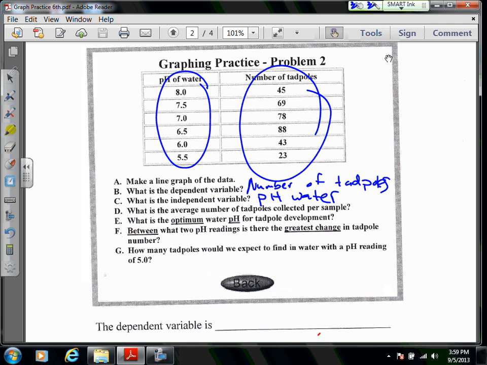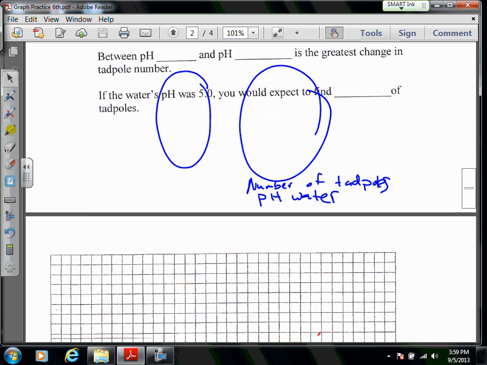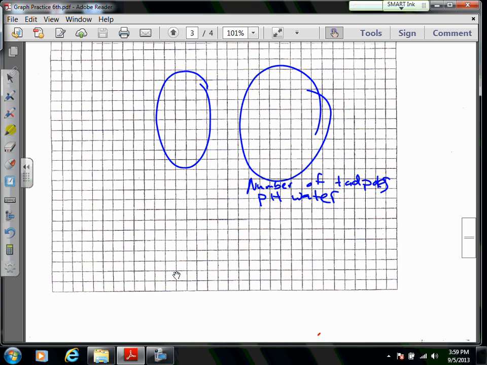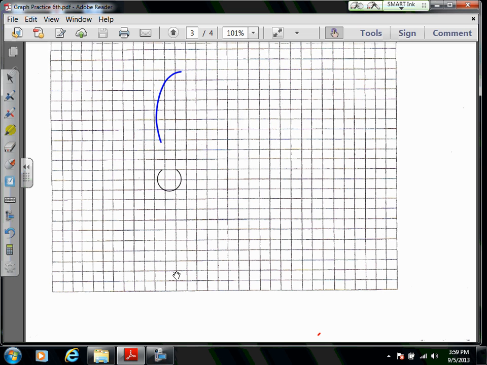Pretty easy. Okay, so now we'll go down and set up our graph. So you should again ask yourself, what is the independent variable and dependent variable? The independent variable goes on the x-axis again, which is there. This line is the x-axis. And the independent variable is the pH of the water.